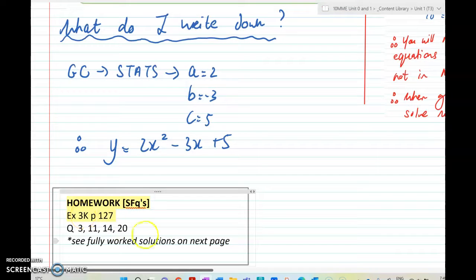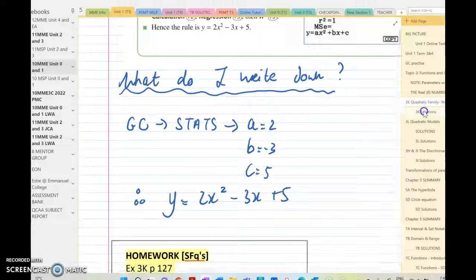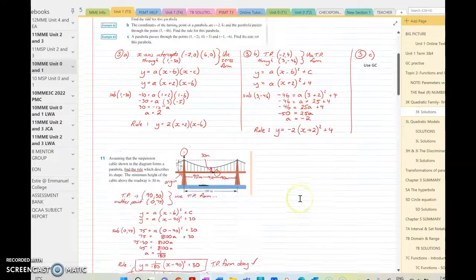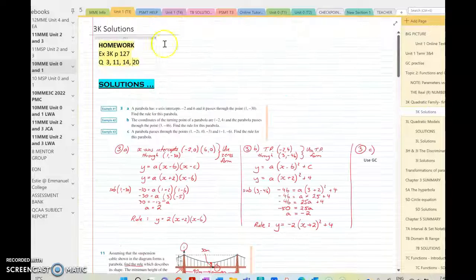And then please make sure you do these homework questions. And if you look on the next page, you'll see that there are fully worked solutions for those as well. But again, try it yourself first before you look at the solutions.